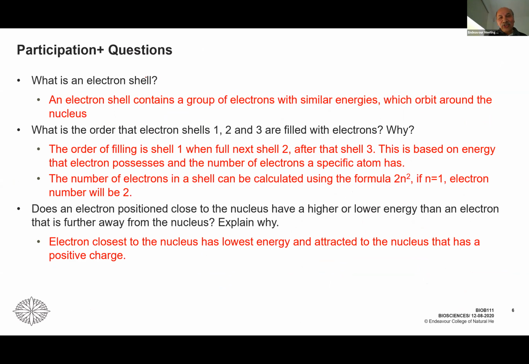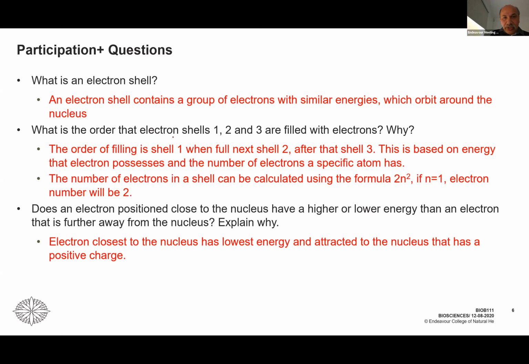An electron shell contains a group of electrons with similar energy. Shell number 1 is going to have how many electrons? Only 2 electrons, which orbit around the nucleus. They are with a similar energy.